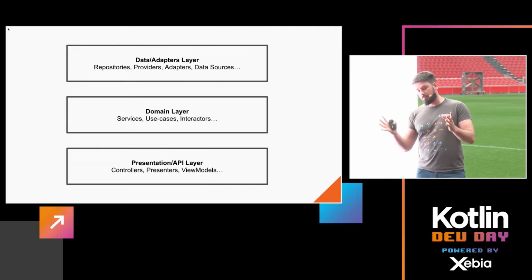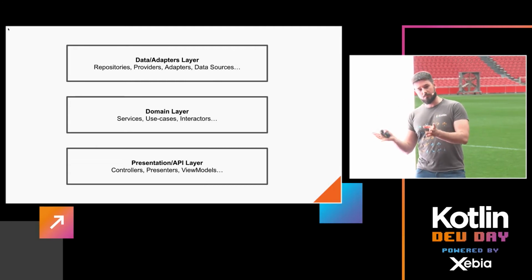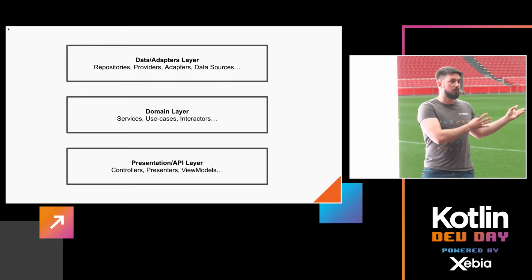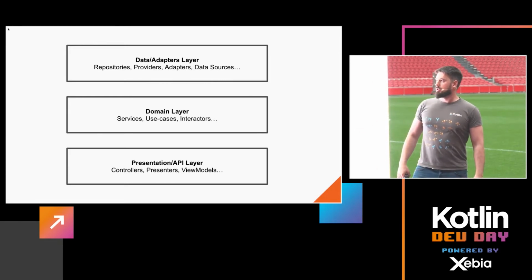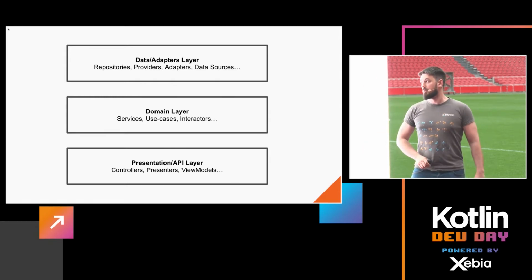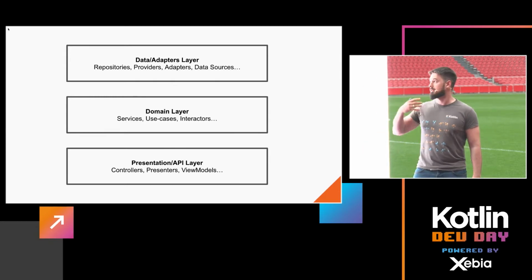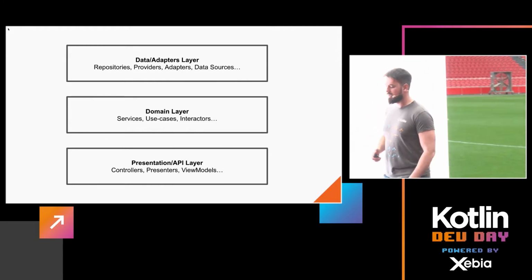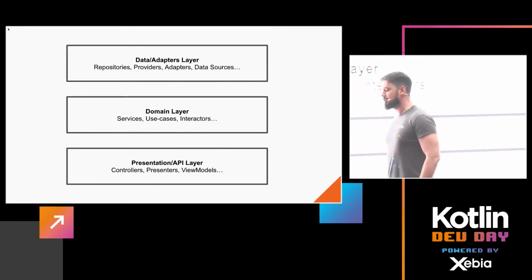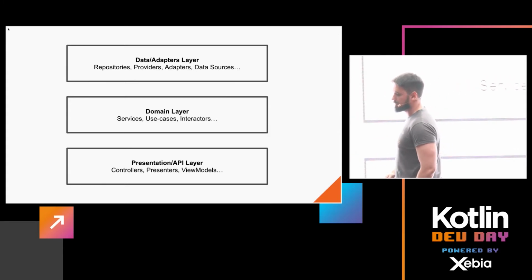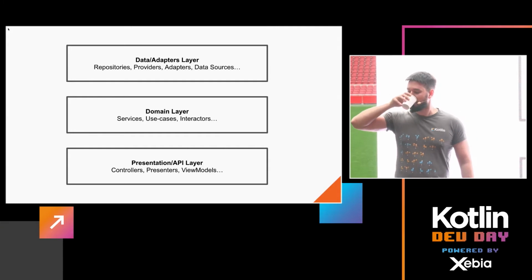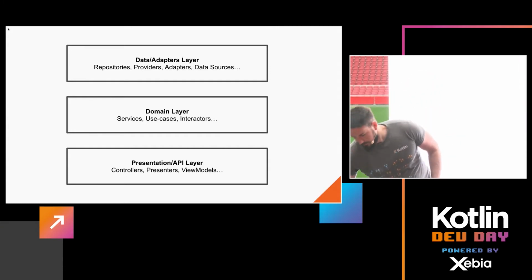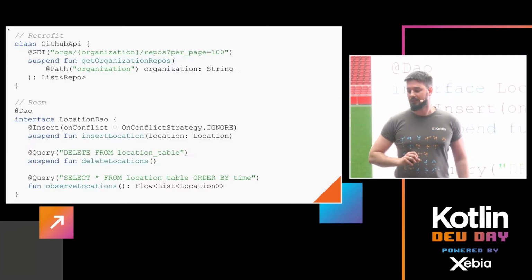However, first of all, there are special cases that we need to cover. Second of all, there are possibilities that were not there before that we also need to cover. I separated this presentation into three parts. Data layer, so this is where we have our repositories, providers, adapters, data sources, etc. Domain layer, so this is where our business logic lives. And presentation layer, so this is where we have our controllers, presenters, view models.